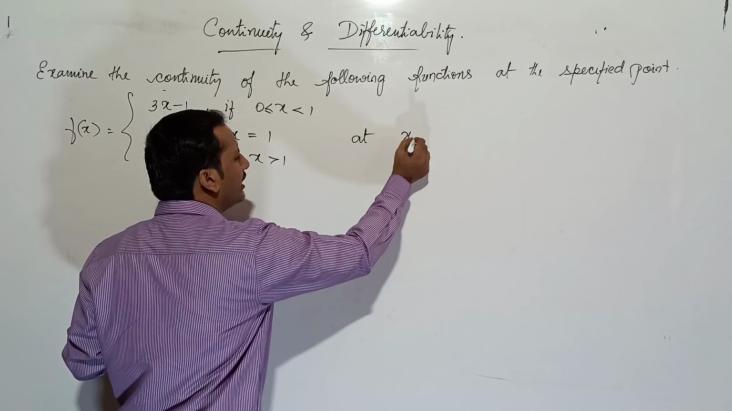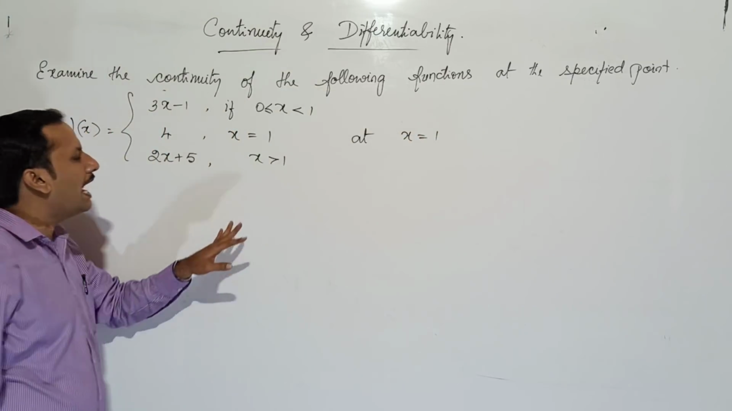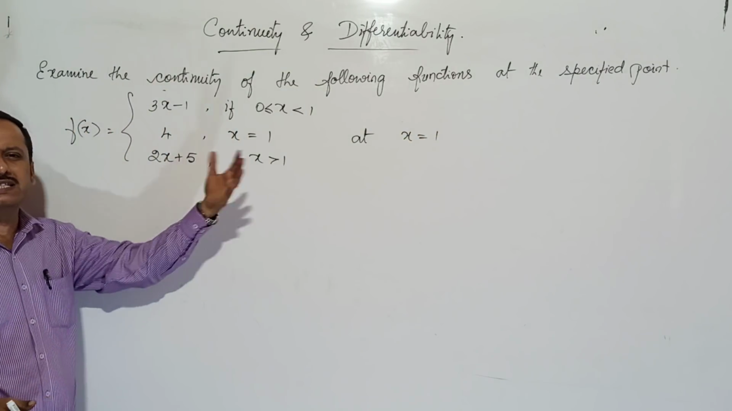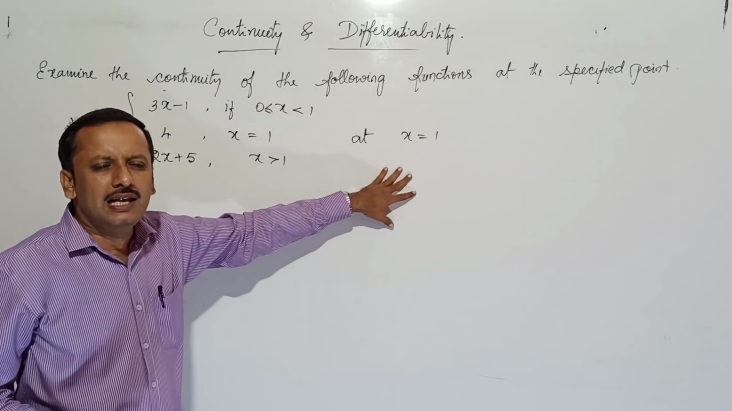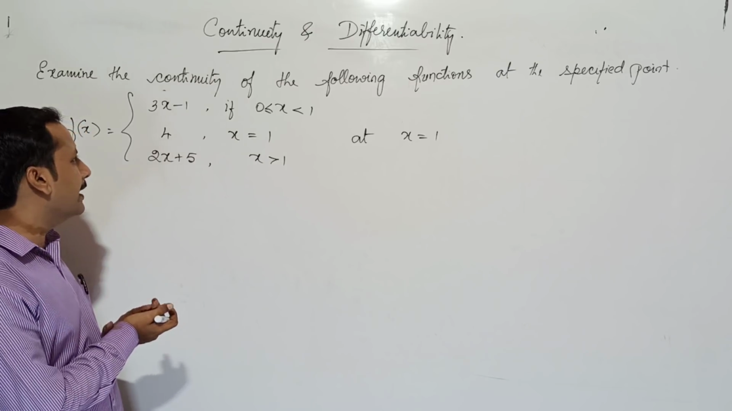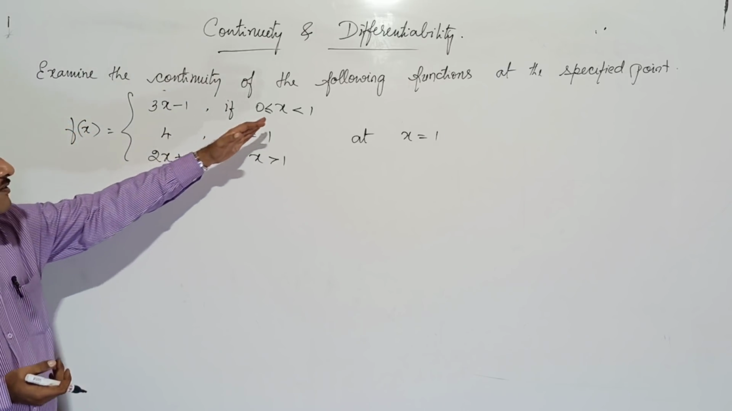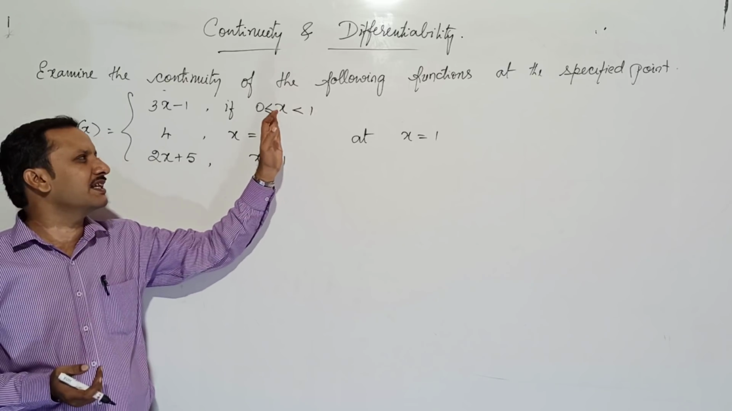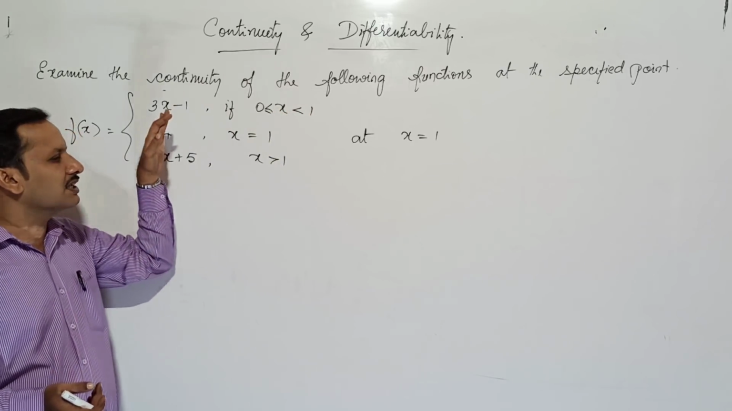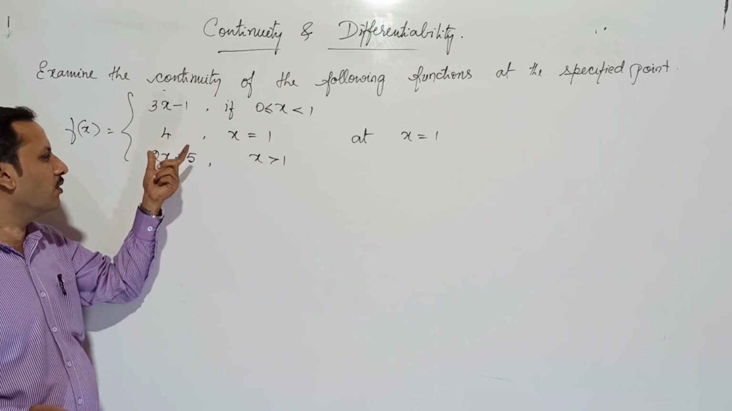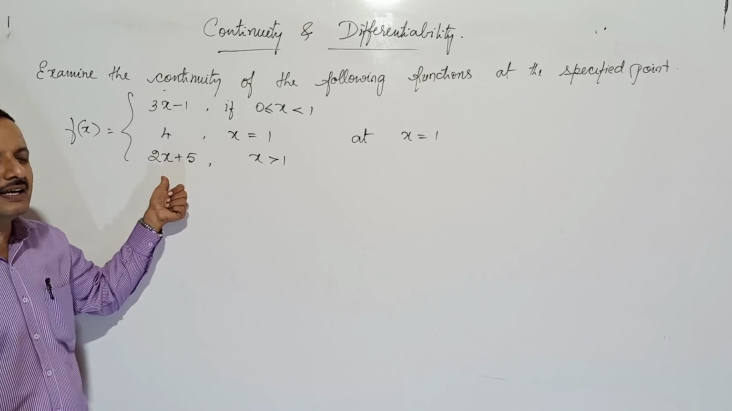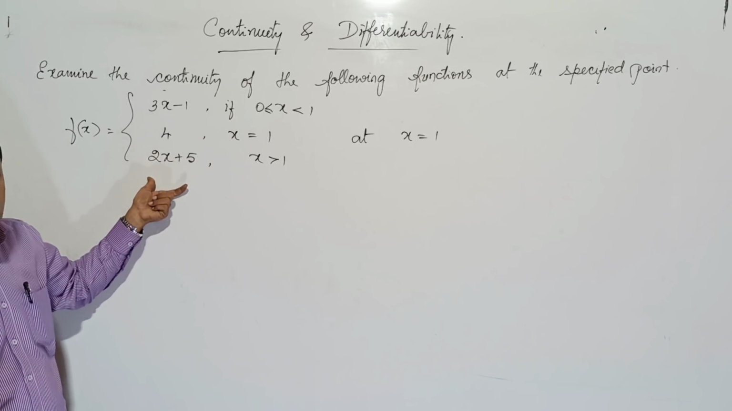We have to examine the continuity at x equal to 1. Let's see how this function is defined. Whenever x is greater than or equal to 0 and less than 1, the function is defined as 3x minus 1. At 1, it is defined as 4. When x is greater than 1, it is defined as 2x plus 5.